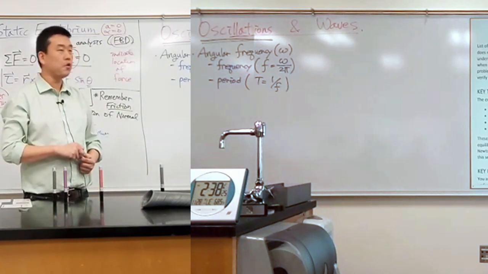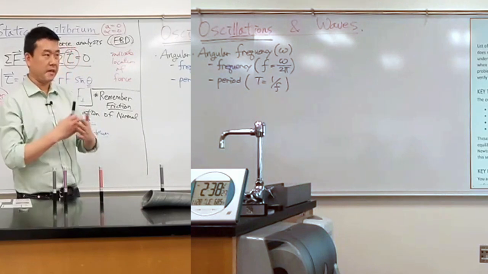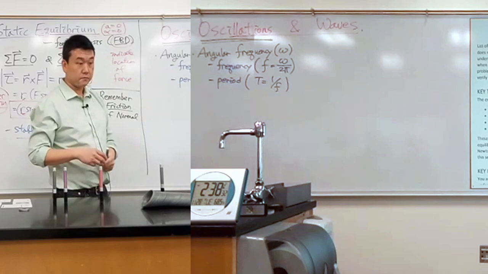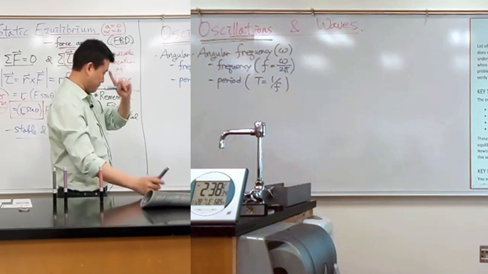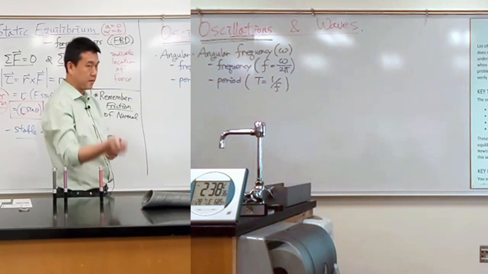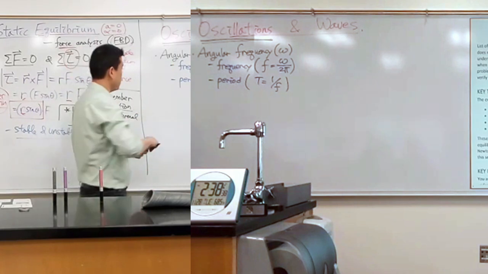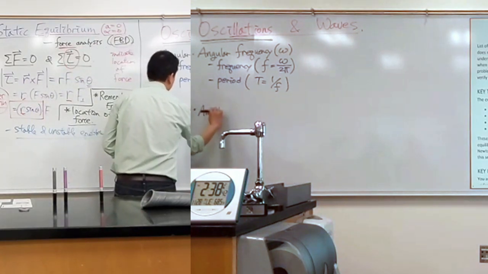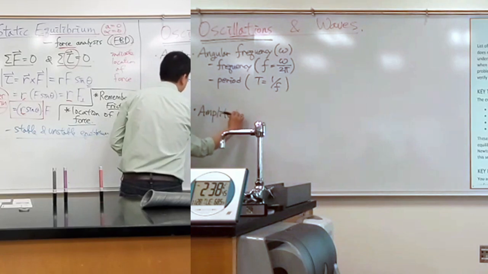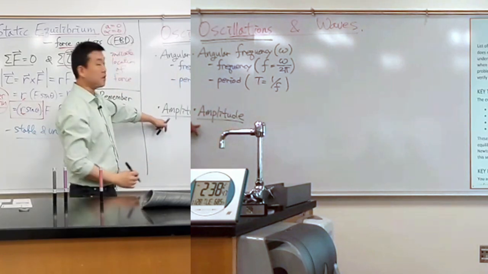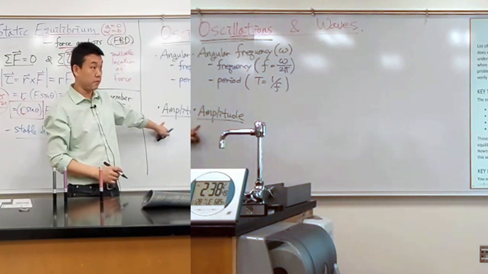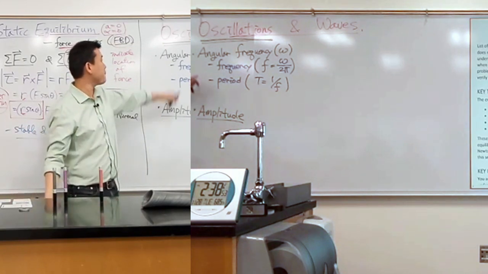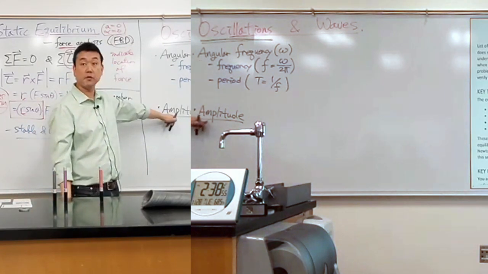Amplitude does come up with oscillation, but it's independent of angular frequency. Let's handle amplitude first. Let me write it down. We are going to come back to it. But amplitude has nothing to do with the angular frequency. In fact, that was one of the big things about simple harmonic oscillator motion, right? For simple harmonic oscillator motion, what happens to angular frequency as you change the amplitude?